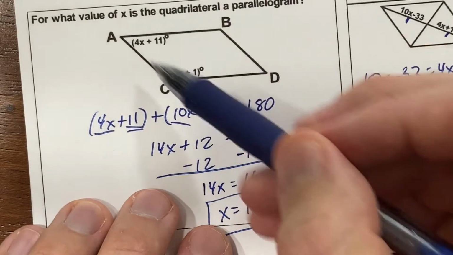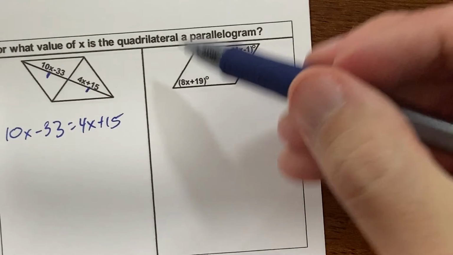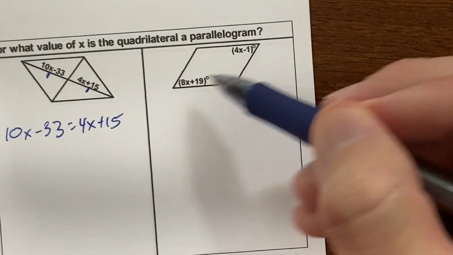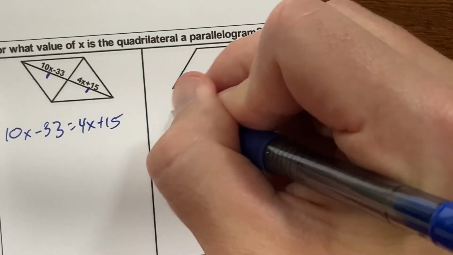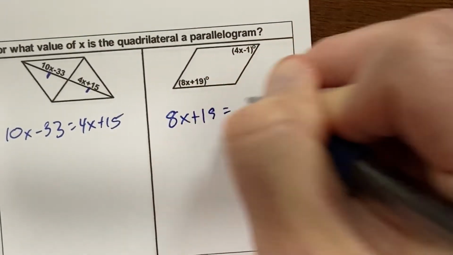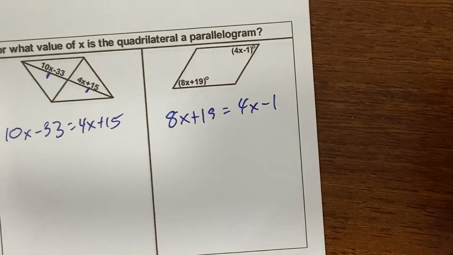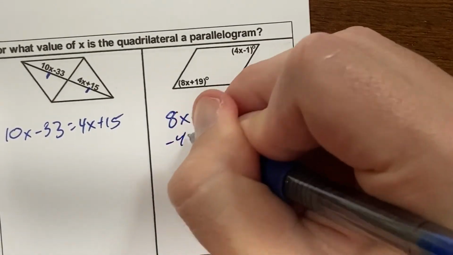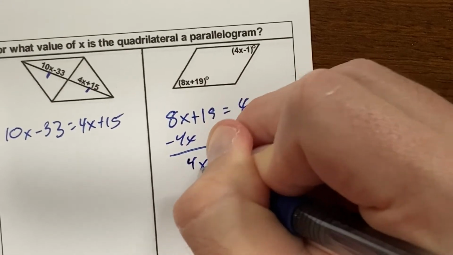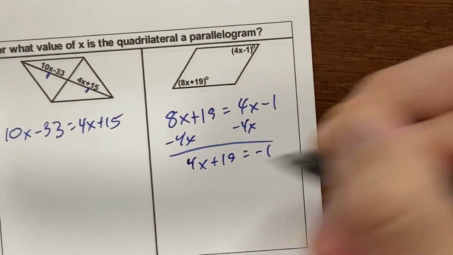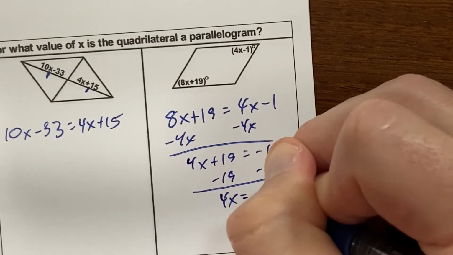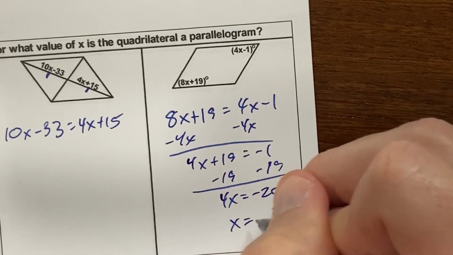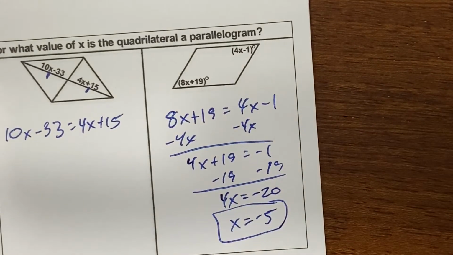So this is similar to this problem over here. These were adjacent angles. These aren't adjacent angles. They're not right next door to each other. These are opposite angles. Opposite angles in a parallelogram are congruent. That means they're equal. So let's subtract the 4x over here. That would be 4x plus 19 equals negative 1. Let's subtract the 19. And get 4x equals negative 20, divide and get x equals negative 5.